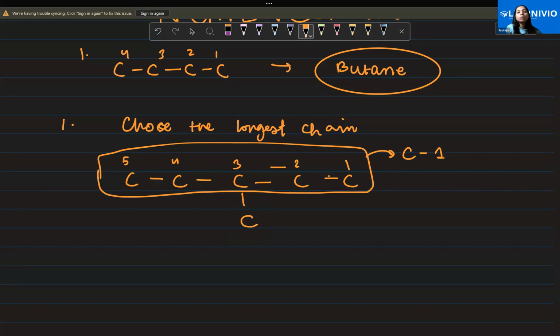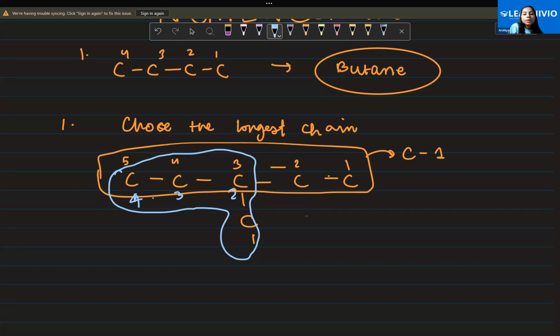I'm showing you how to count the chains. Now this is my second chain. If I start from here, I have 1. This is my second chain, and it has 4 carbons. It looks something like this. Similarly, the third chain will also have 4 carbons, 1, 2, 3 and 4, and on this side it's looking something like this. So I have observed 3 chains.